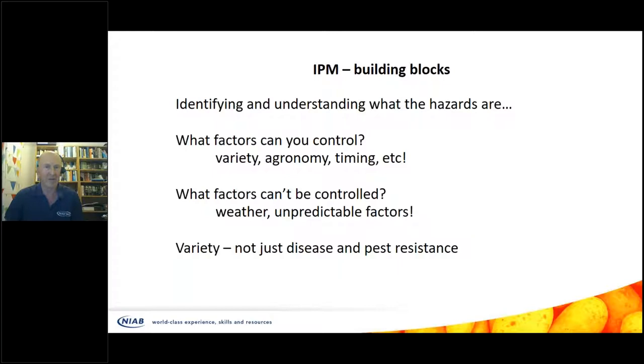and other such things, but there are also things that can't be controlled, such as the weather, and I'll put unpredictable factors. I think 2020 has certainly thrown a very big unpredictable factor in with the COVID-19 pandemic, and while that doesn't sound like part of IPM, I know a lot of growers have put a lot of hard work in, managing to get staff out and still grow their crops and get them to market. So great job done there. But varieties, people think it's all about disease and pest resistance when we talk about IPM, but there is a lot more to it than that.